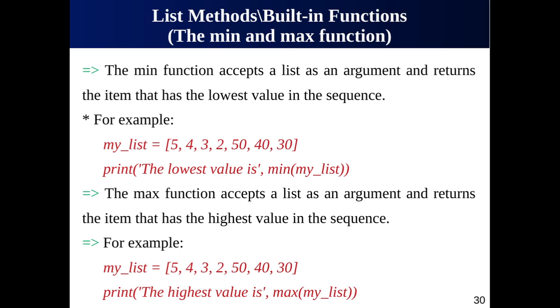That is the minimum and maximum function. As the names indicate, they will display the minimum value in the list and the maximum value in the list. And they are simple. Here is an example. You have a list. What is the minimum value here? It is 2. So if you apply the min function and provide it the list, then the list here is my underscore list. It will display the minimum value, that is 2.